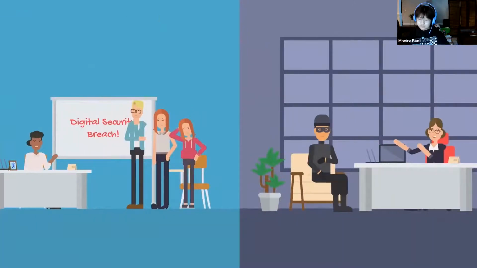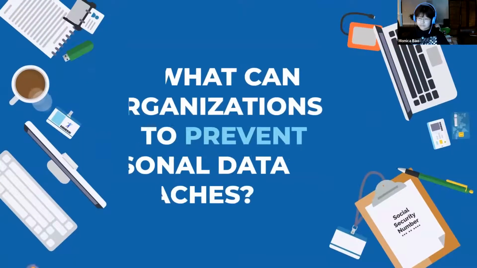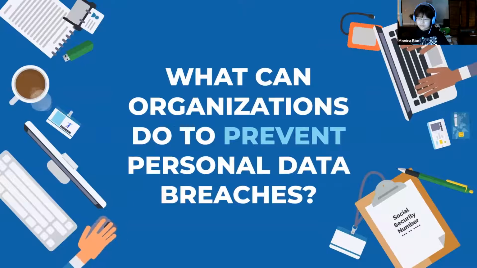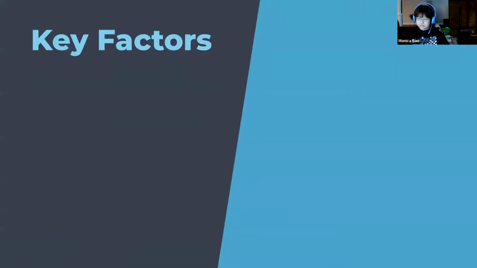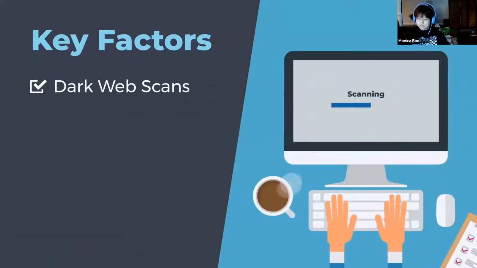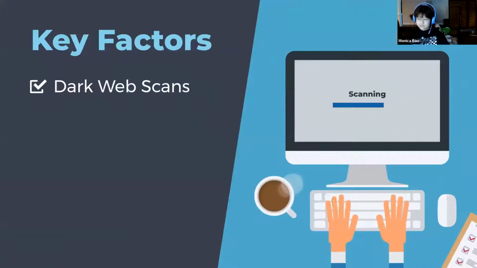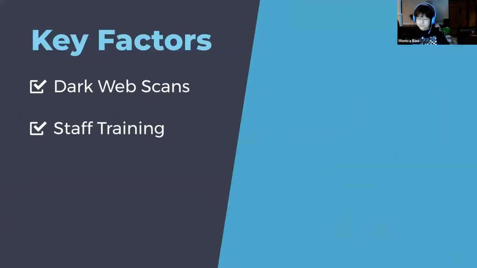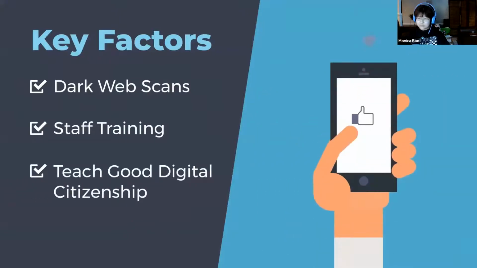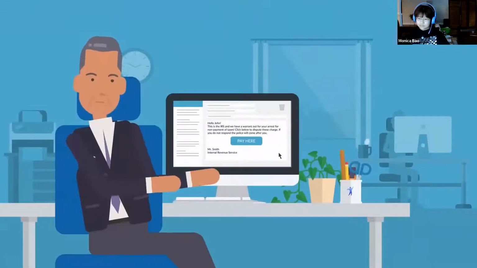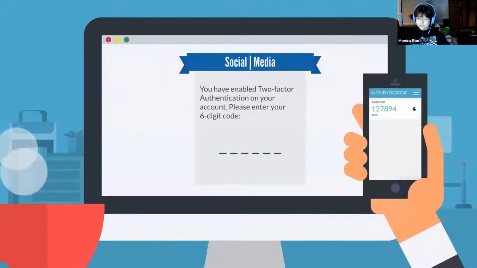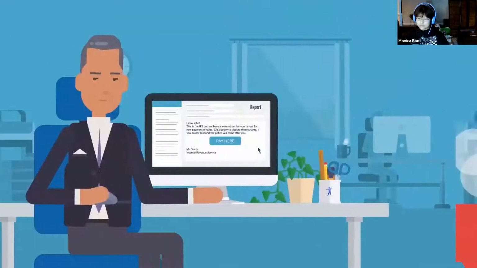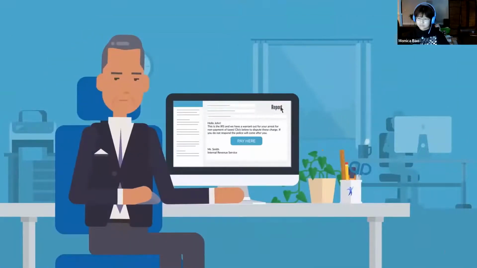What can organizations do to prevent personal data breaches? Key factors include undergoing dark web scans to identify threats or weak points, ensuring staff is updated on security practices and training, and teaching good digital citizenship. Additionally, staff should continue to be wary of links and attachments in emails, utilize multi-factor authentication when creating new online accounts, and report any suspicious emails to your IT department.